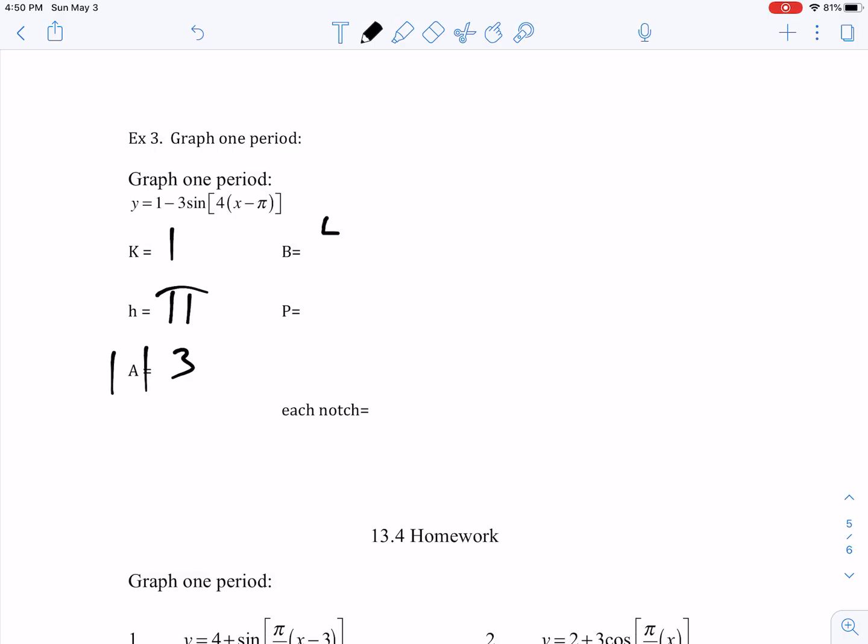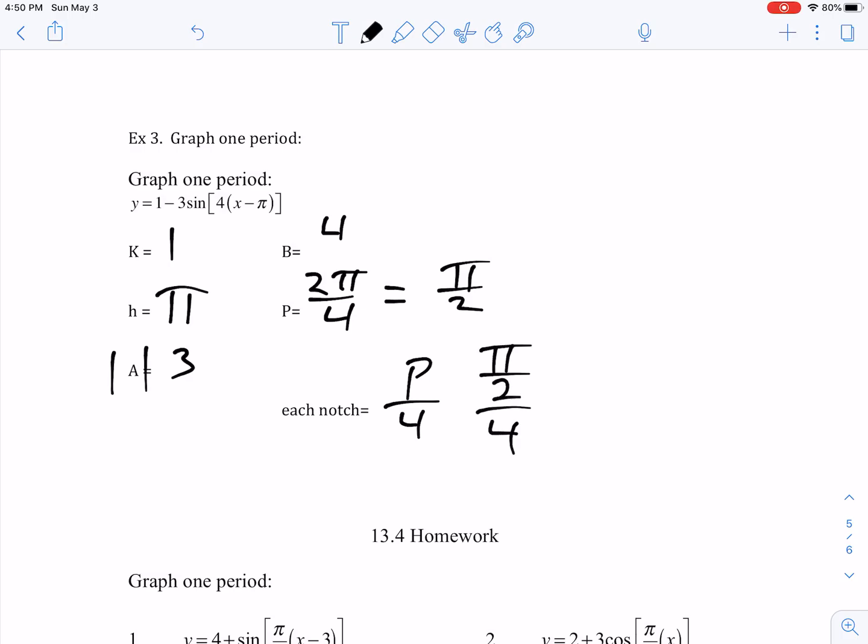Okay, our B is 4. Okay, well, what's our period? It's 2 pi over b. Pi over 2, right? As you reduce that. Each notch is period divided by 4. So pi over 2 divided by 4 is the same as pi over 2 times 1/4, right? Flip and multiply, we get pi over 8. Okay, it's kind of a weird one, but we'll take care of it.